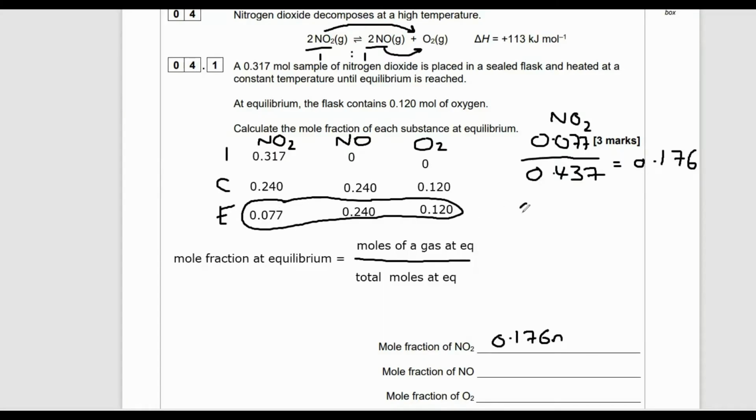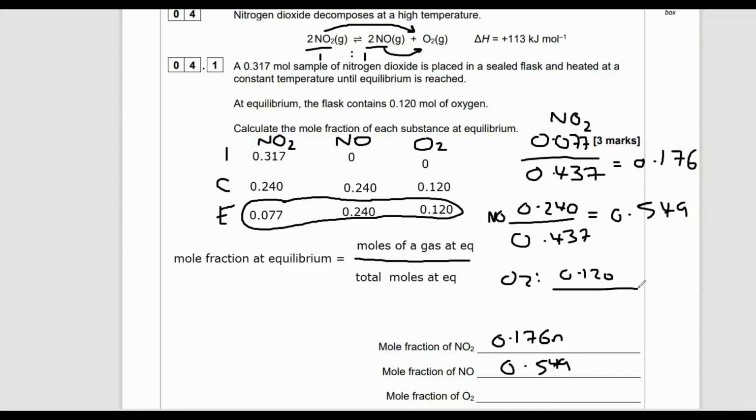and that is my mole fraction of nitrogen dioxide. Now, a common mistake here would be to divide each of these sets of moles at equilibrium over 0.317, thinking, well, the total moles must be the 0.317 at the start. But of course, at equilibrium, the total amount of moles is different. It adds up to 0.437. So make sure you don't make that mistake. Okay, 0.240 over 0.437, we get 0.549, and that is the mole fraction of nitrogen monoxide. And finally, 0.120 over 0.437, we get 0.275, and that is the mole fraction of oxygen. And there you go. You got your 3 marks. Lovely. Okay, let's move on.